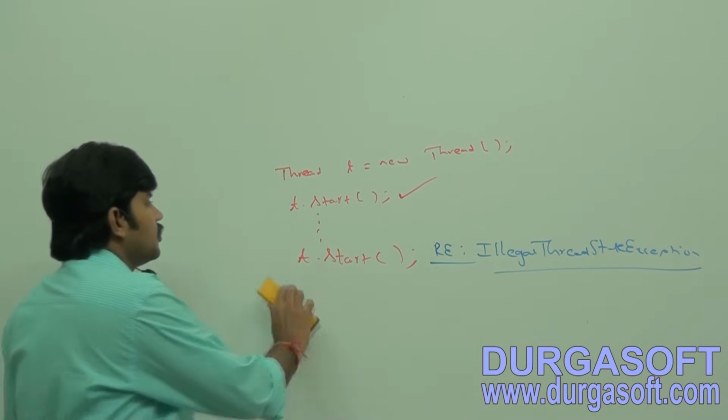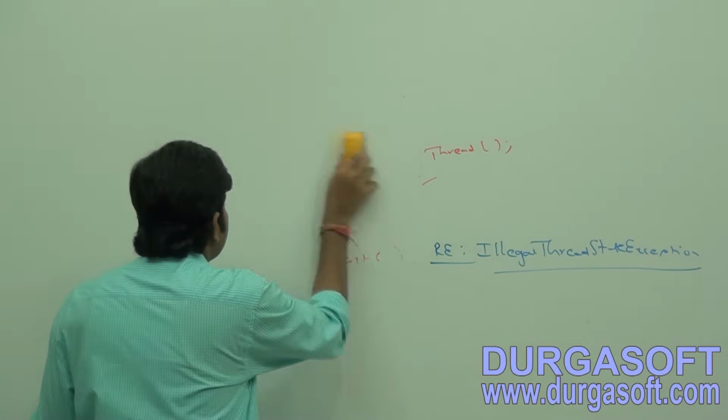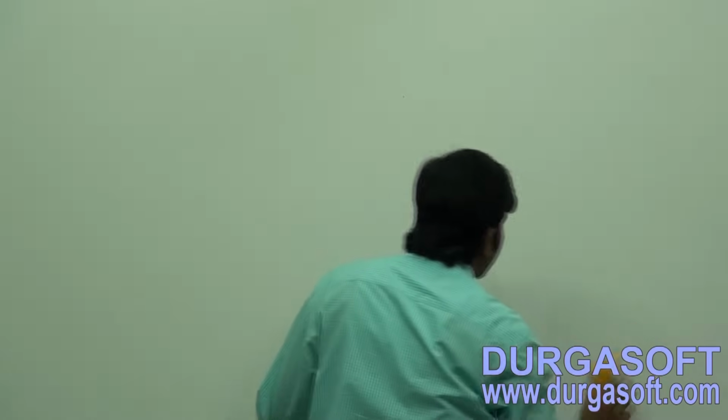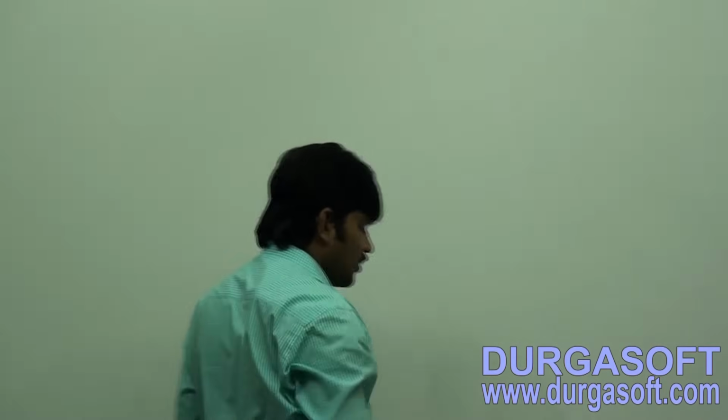That's all. So these are various cases you have to remember related to in how many ways we can start a thread. First way, defining a thread by extending the Thread class. Up to this there is no doubt at all. Okay, right?